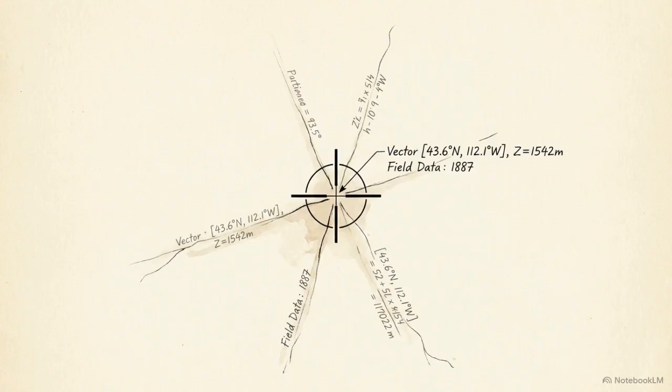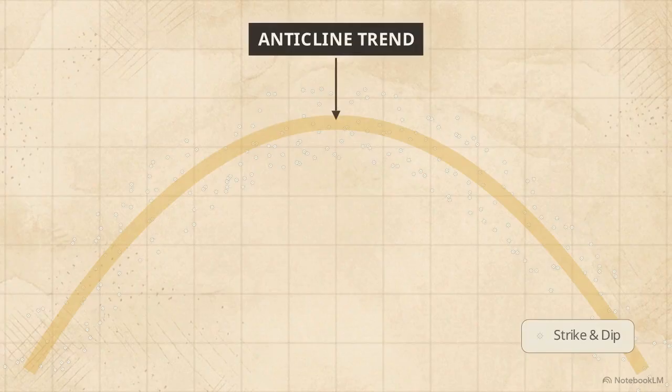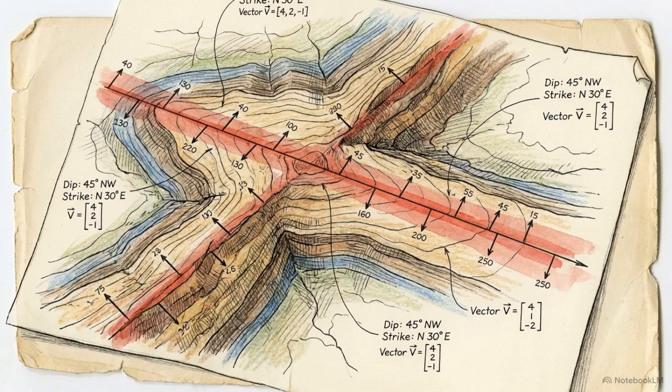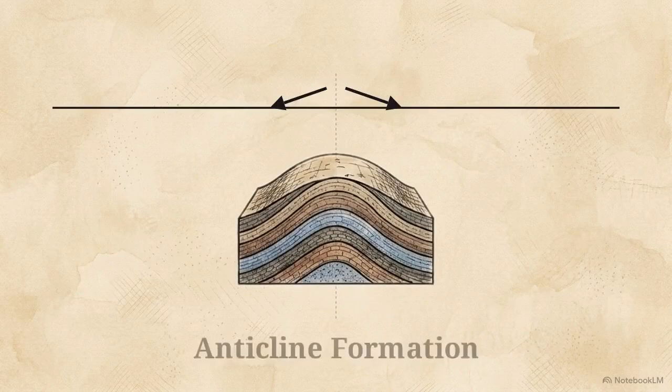A single measurement tells you very little, but when geologists plot hundreds of these localized points across a map, massive regional structural bending starts to appear. Occasionally, the mapped dip measurements will consistently point outward and away from a central linear axis. This diagram shows what that pattern creates, an anticline formation.